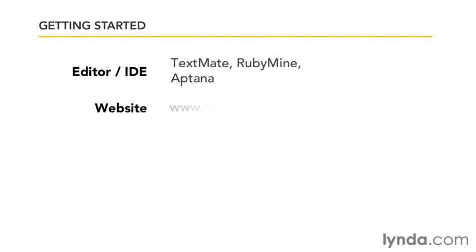Probably the two most important websites are rubyonrails.org, which is all about that web-based framework that uses the Ruby language, and ruby-lang.org. Both of these have fantastic resources for getting started with Ruby, either the Ruby language by itself or as a web-based framework.